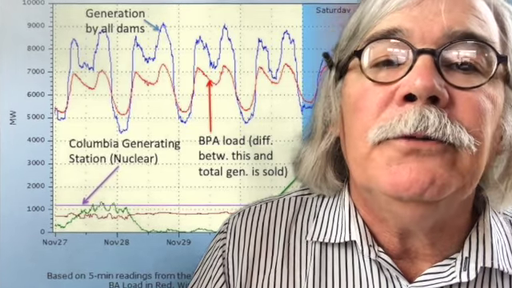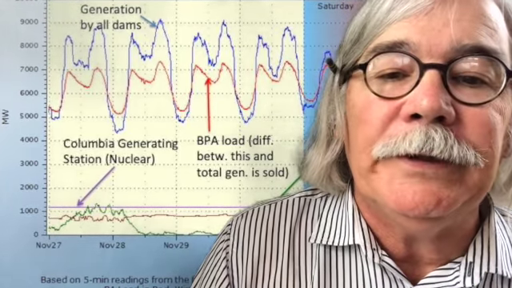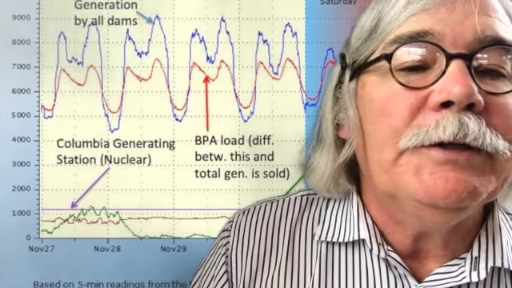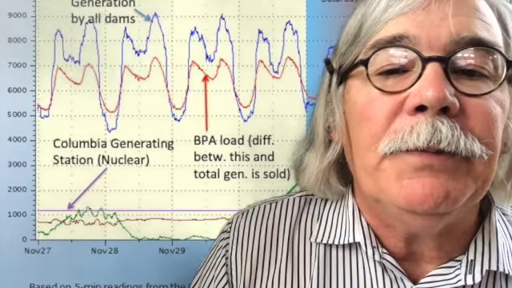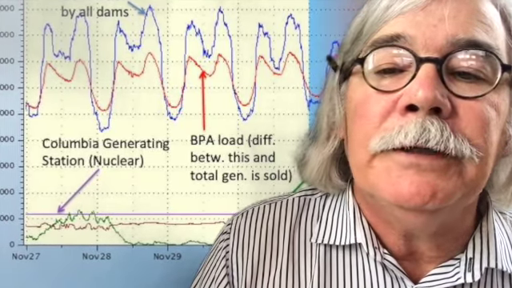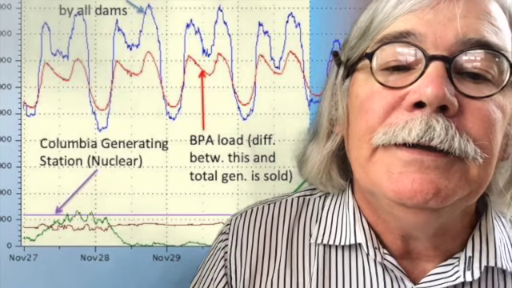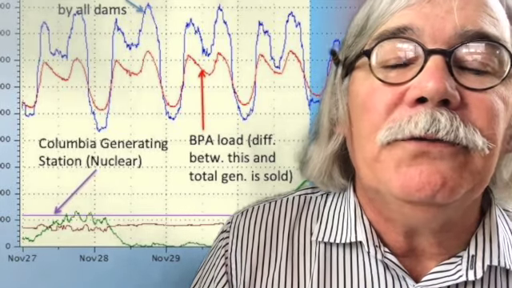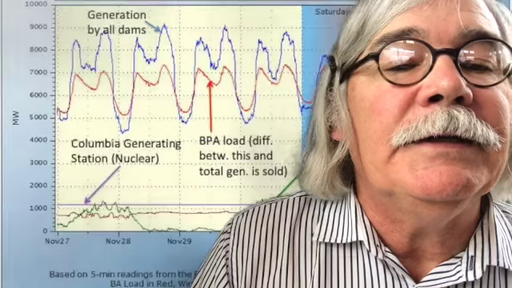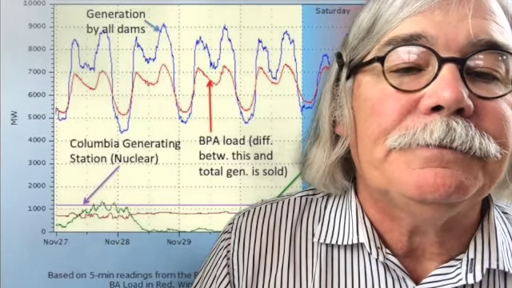Here's a graph showing load balancing for the Bonneville Power Administration for a typical pre-COVID winter week. The various curves are labeled. Notice that the Columbia Generating Station provides unvarying power of about 1,200 megawatts. The green curve shows mostly power from wind turbines. We have very little commercial solar in the Northwest. And the installed capacity of wind is about 3 times the output of the Columbia Generating Station. This wasn't a very windy week, but the graph does give an idea of how variable wind power is.